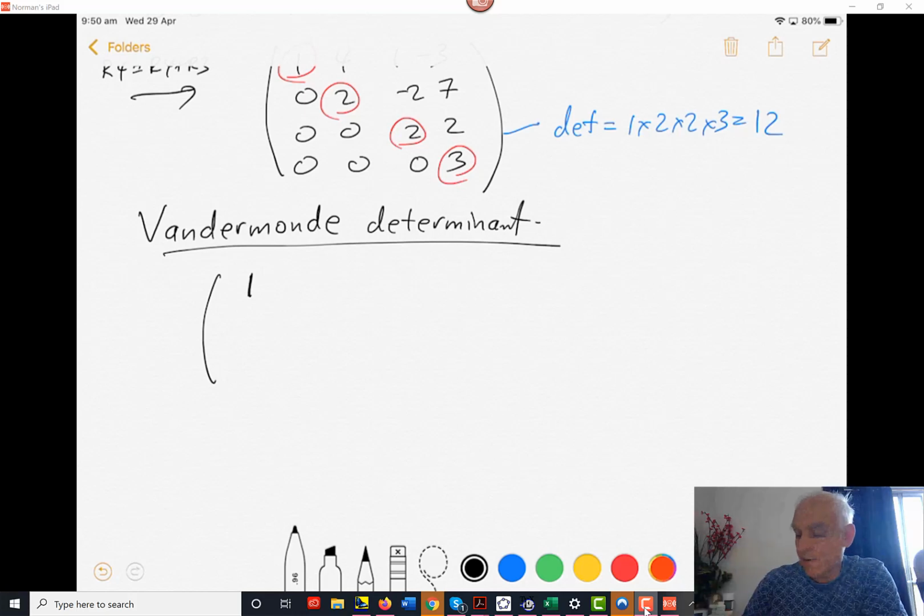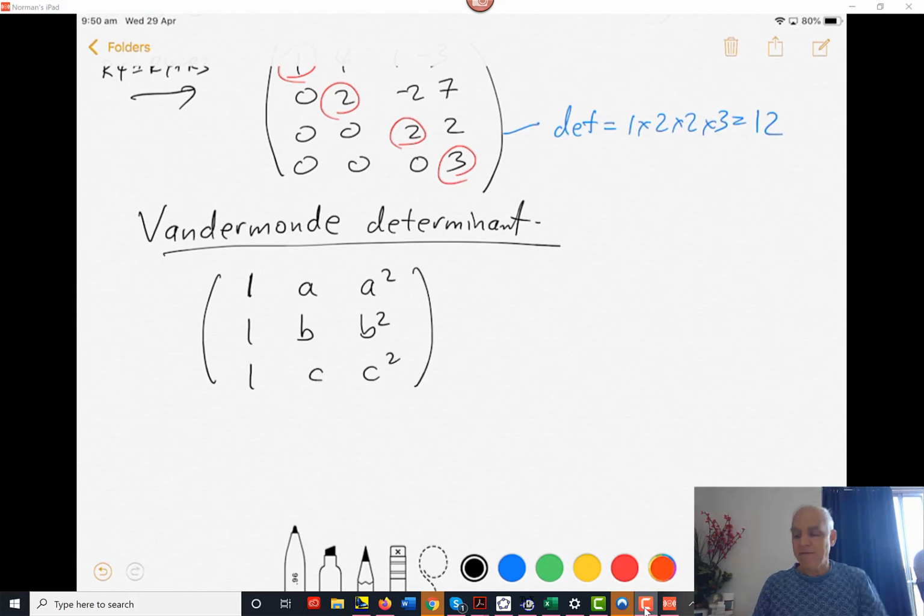So let's say the first row is 1, a, and a squared, and the next row is 1, b, and b squared, and the third row is 1, c, and c squared. So now we have a matrix not with number entries but with variable entries, and that's interesting too, often very interesting, especially in this case. So we want to know what the determinant of this thing is.